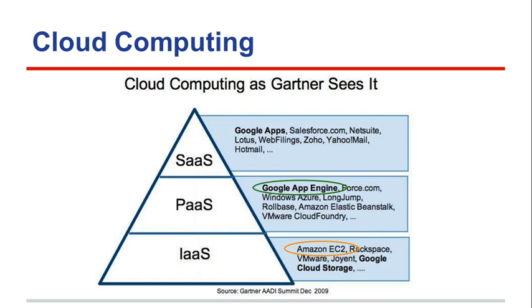The first thing is software as a service, platform as a service, and infrastructure as a service. Software as a service examples are Salesforce.com, NetSuite, Lotus, Webfillings, and Zoho. Platform as a service examples are Google App Engine, Windows Azure, Longjump, Rollbase, and Amazon Elastic Beanstalk. Infrastructure as a service examples are Amazon EC2, Rackspace, VMware, Joyent, and Google Cloud Storage.